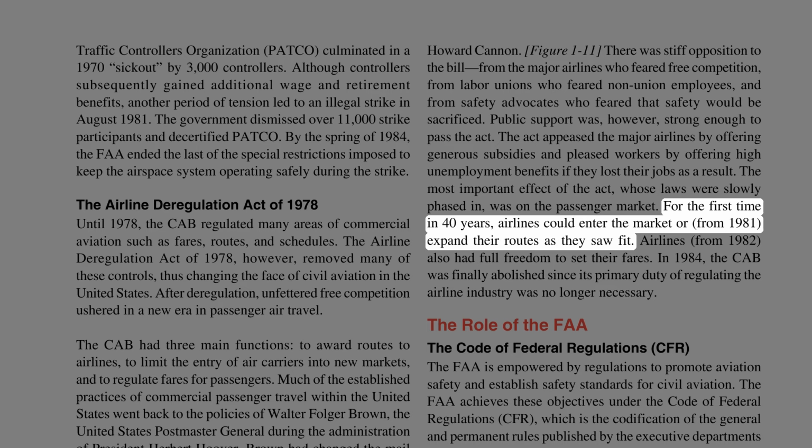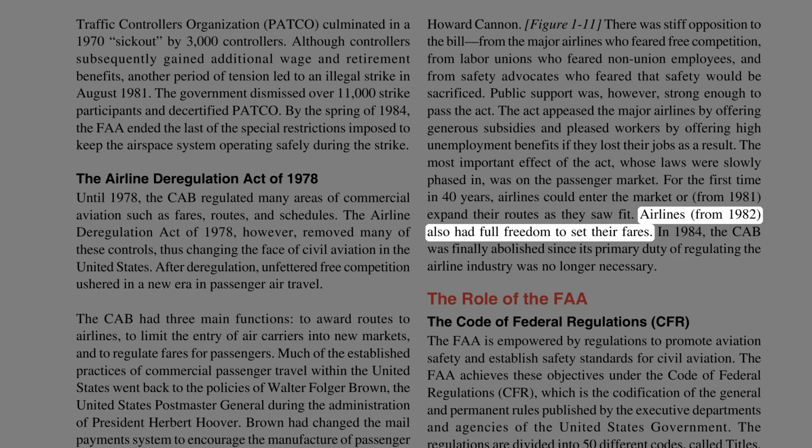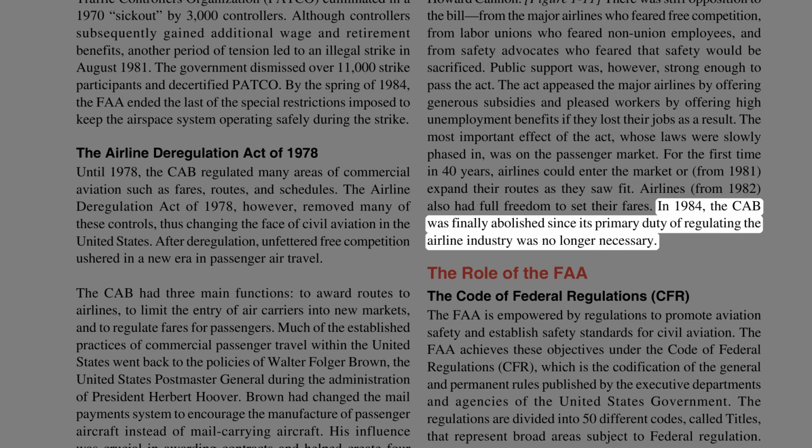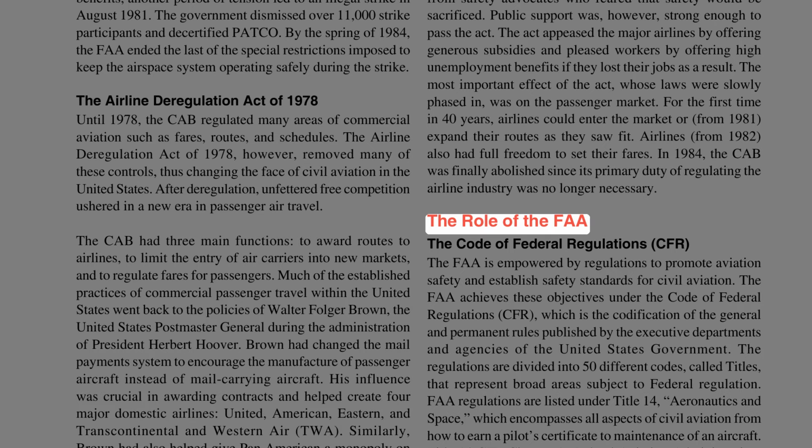For the first time in 40 years, airlines could enter the market or from 1981 expand their routes as they saw fit. Airlines from 1982 also had full freedom to set their fares. In 1984, the CAB was finally abolished since its primary duty of regulating the airline industry was no longer necessary.